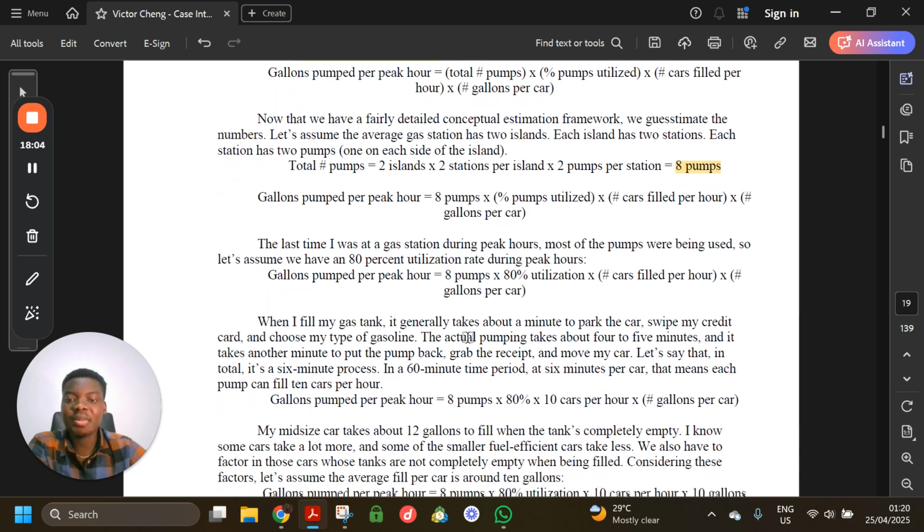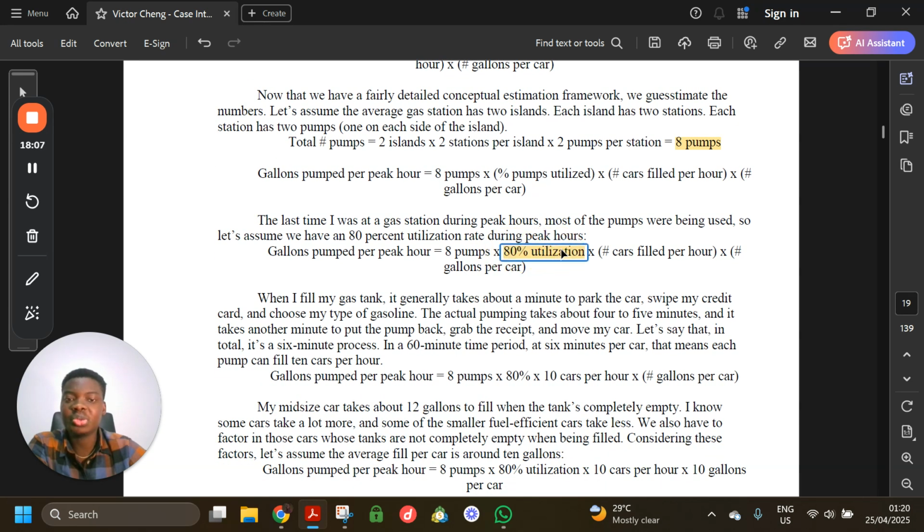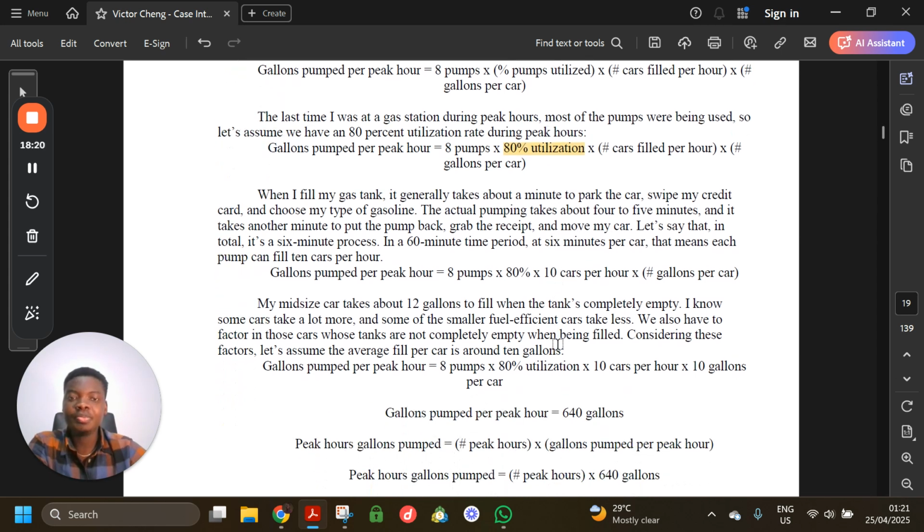And if you assume that a pump is used 80% of the time during the peak hours, let's say between 7 and 9 a.m. or 4 and 6 p.m., the pumps are used up to 80% of the time. And then you calculate how long it takes to fill a car. So it takes a minute to park the car. It takes about 4 to 5 minutes to pump the gasoline, and then 1 minute to grab the receipt. So in a 60-minute period, at 6 minutes per car, you can fill 10 cars per hour.